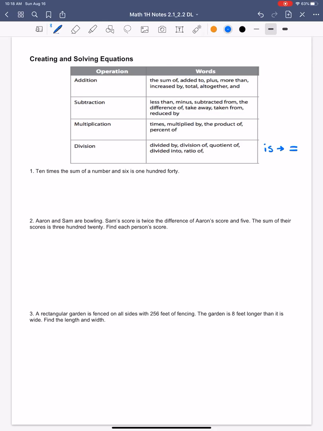Okay, so oftentimes the word is going to convert into an equal symbol. So let's take a look at the first one here. It says 10 times the sum of a number and 6 is 140.